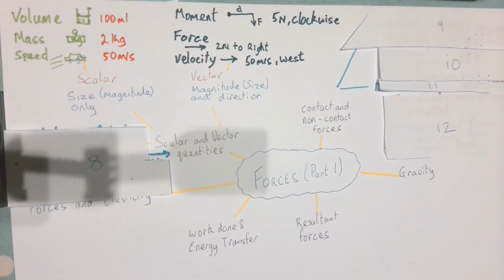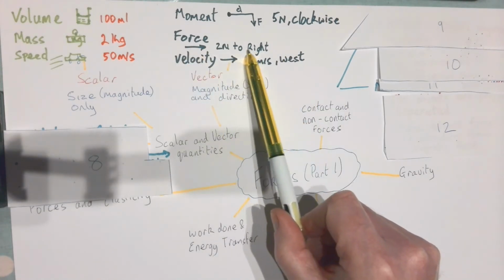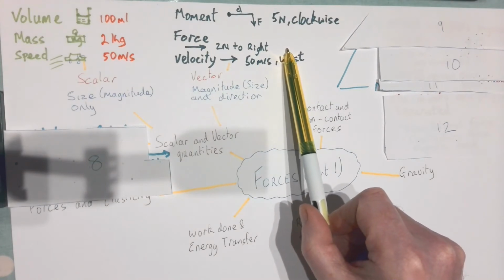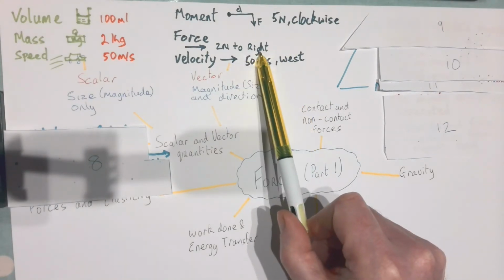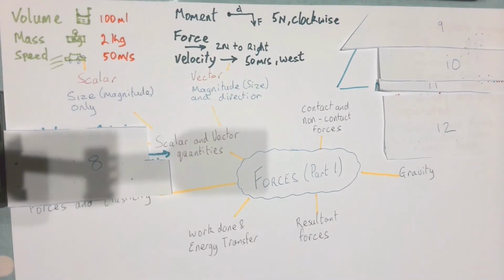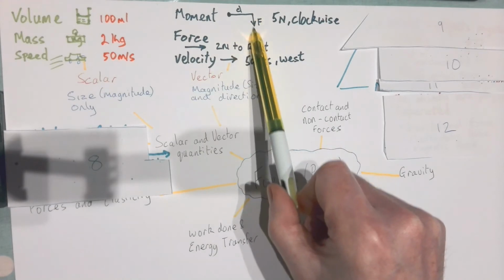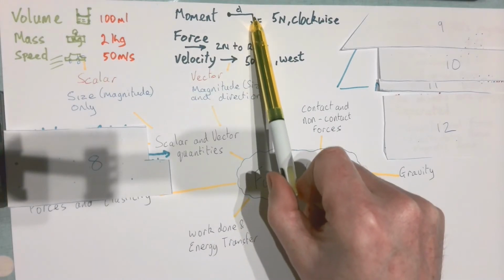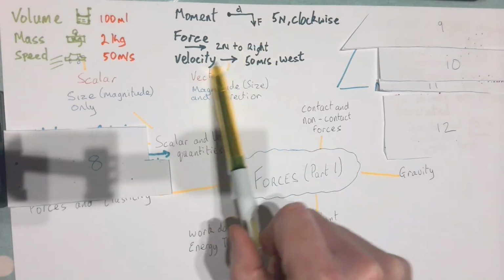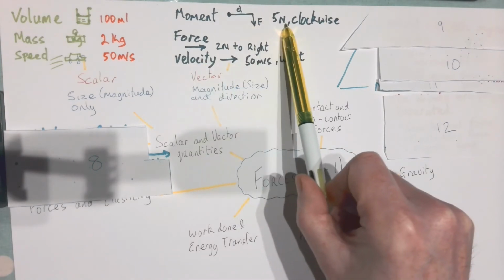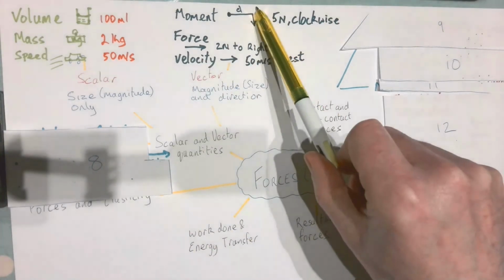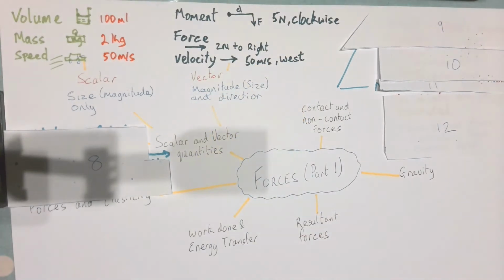Forces are vectors. So a 2-Newton force pushing to the right would be a different result than a 2-Newton force pushing or pulling to the left, such as opening and closing a door. Moments, which is force at right angles to the distance, so a turning force. Moments such as 5 newtons clockwise, the direction being clockwise that the object will turn.